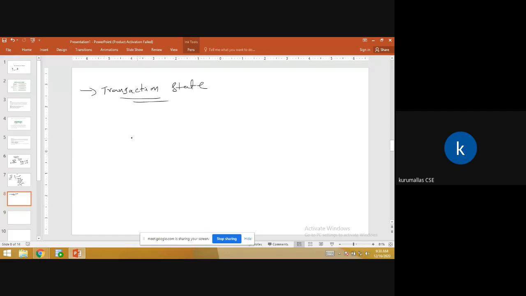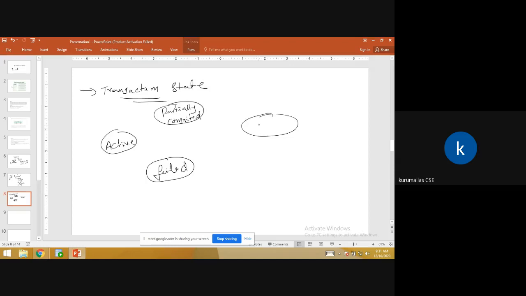This is the active state, this is the partially committed state, this is failed, successfully completed then committed, and the next one, aborted. See here, this is the representation.